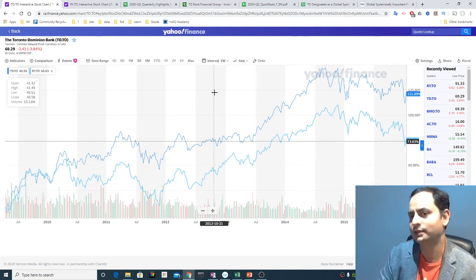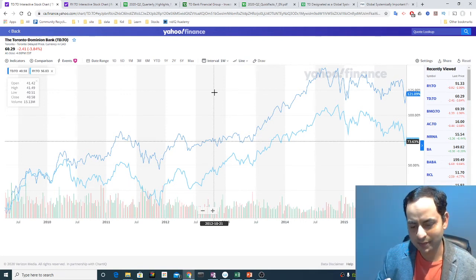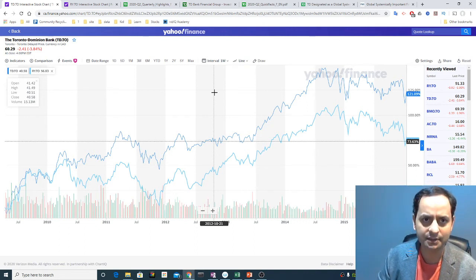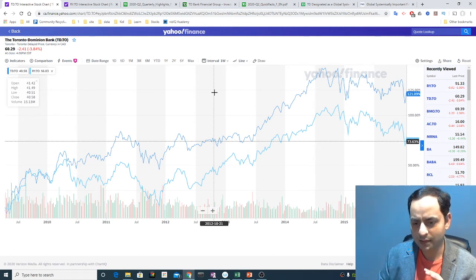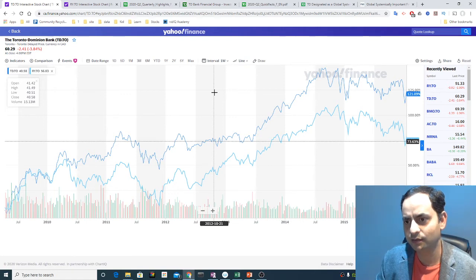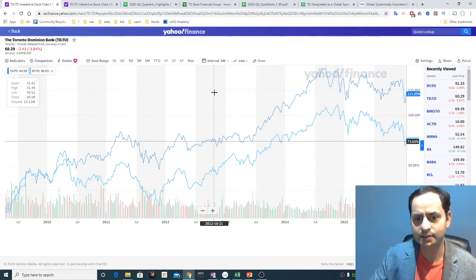But both are G-SIB, and they are consistent in terms of dividends as a common shareholder, right? And they are stable. Canadian banks are stable as compared. So that's one. The only thing I honestly don't like about TD is they are very much into the retail, and very heavy into the US market, right?